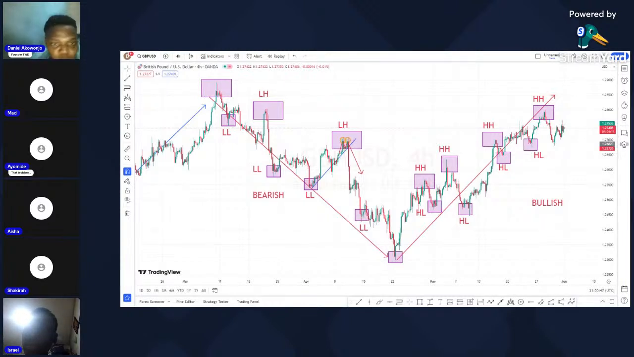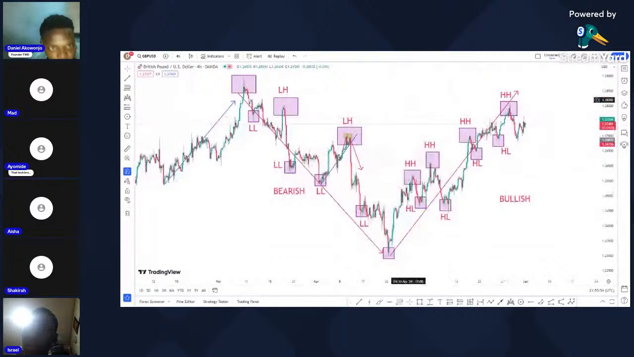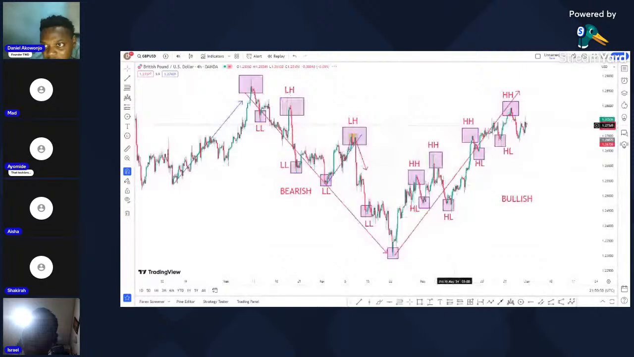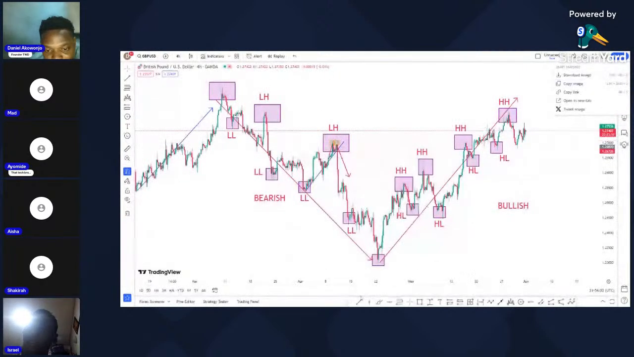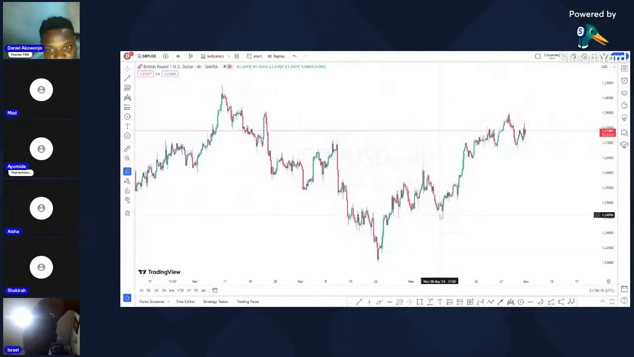Next is support and resistance. I'll be taking support and resistance as very important right now. Do we have a screenshot of this? Yes, okay, good. So now let's go straight to it. I'm going to be removing everything here. Good. So now, support and resistance.